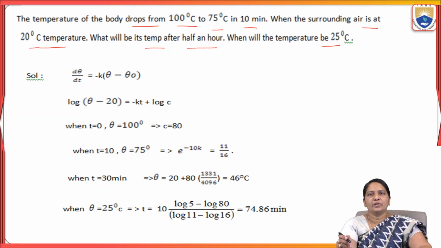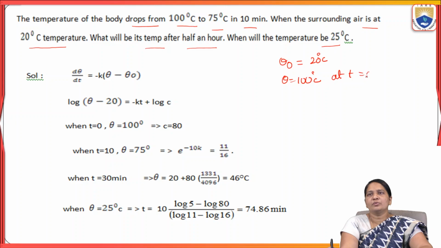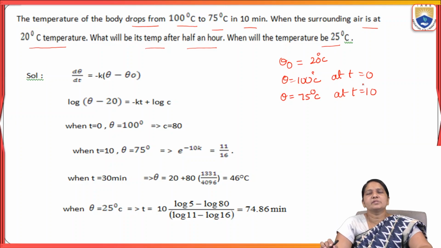First of all, write down the given data. So what is the given data? First step, from the working rule, we have to identify the surrounding temperature. So the temperature of the air is 20 degrees C. The temperature of the body drops from 100 to 75. So that means the initial temperature is 100 degrees C at t equal to 0. It cools down to 75 degrees C after 10 minutes. That means t equal to 10 minutes. This is the given data.